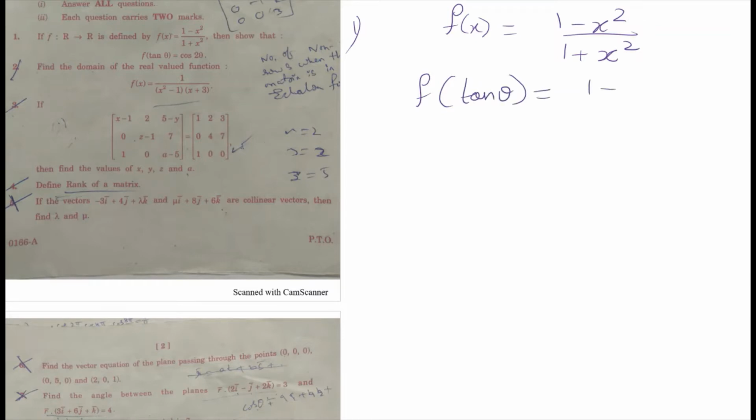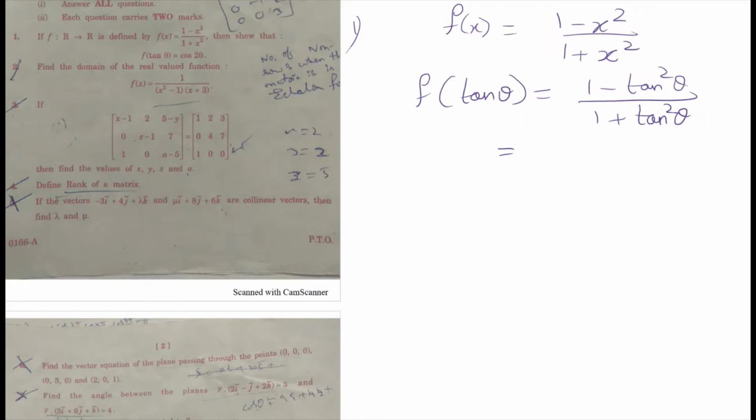If f is a mapping from R to R defined by f of x equals 1 minus x square by 1 plus x square, then show that f of tan theta equals cos 2 theta. So what we have is a function f of x equals 1 minus x square by 1 plus x square. So f of tan theta will be equal to 1 minus tan squared theta by 1 plus tan squared theta.